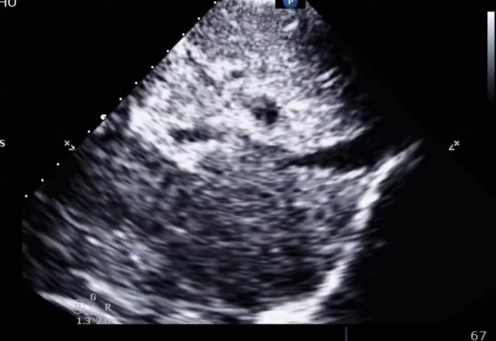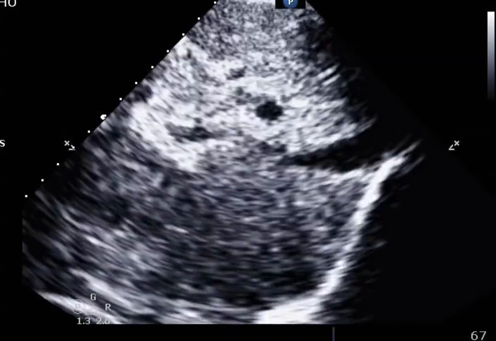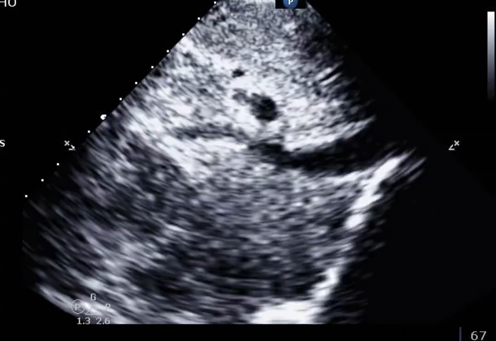I also want to finally show you the IVC, which is small and collapsed. This tells you that this person is probably pretty dehydrated.